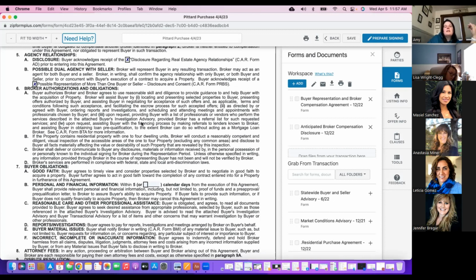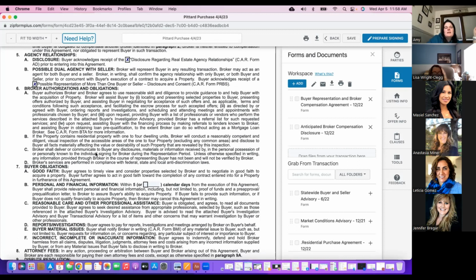So we want to learn how to summarize this paragraph. This is one that I would probably write out a summary for in your own words, and then I would practice it. Okay. If the property contains residential property with 1 to 4 dwelling units, I will conduct a reasonably competent, diligent visual inspection of the accessible areas of the property, excluding common areas, to disclose all buyer facts materially affecting the value or desirability of such property that are revealed during this inspection, right? So in addition to the things listed above, I'm going to complete a visual inspection of the property to make sure that I don't notice anything that might affect your desire to purchase the property.